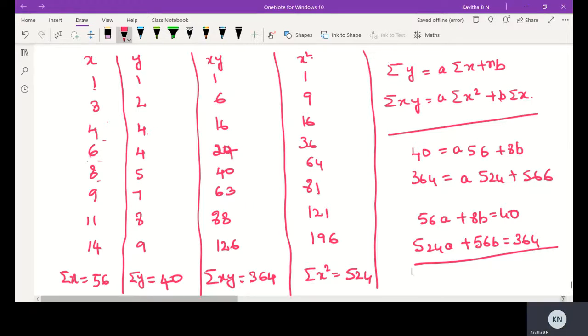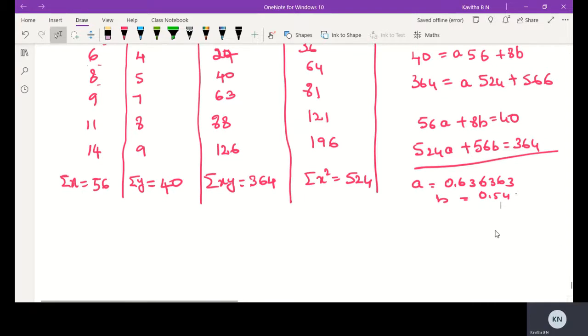Okay, then what is the A value? Here the A value is 0.6363. Okay, and the B value is 0.54. The B value is here 0.5454. Okay, here A is equal to 0.64 and the B value is 0.55.